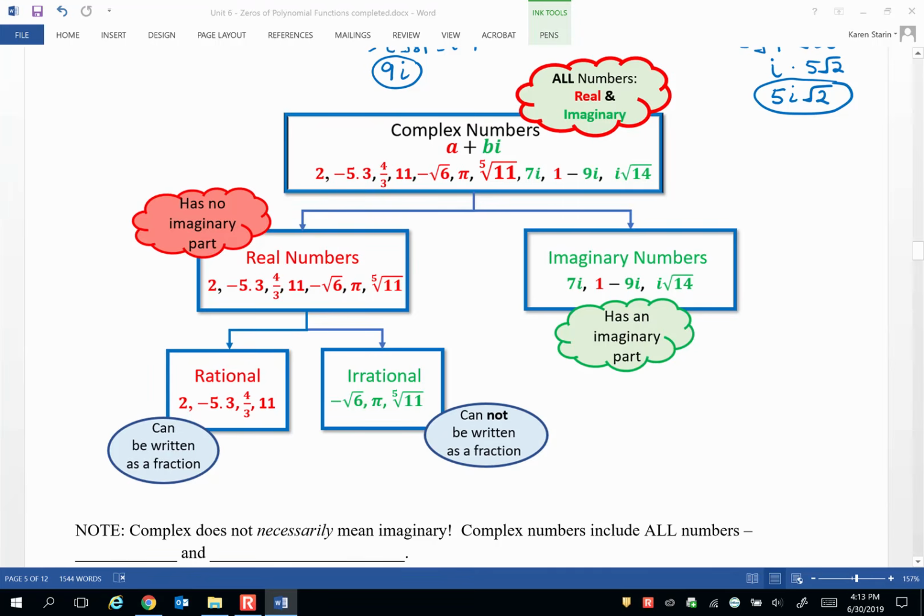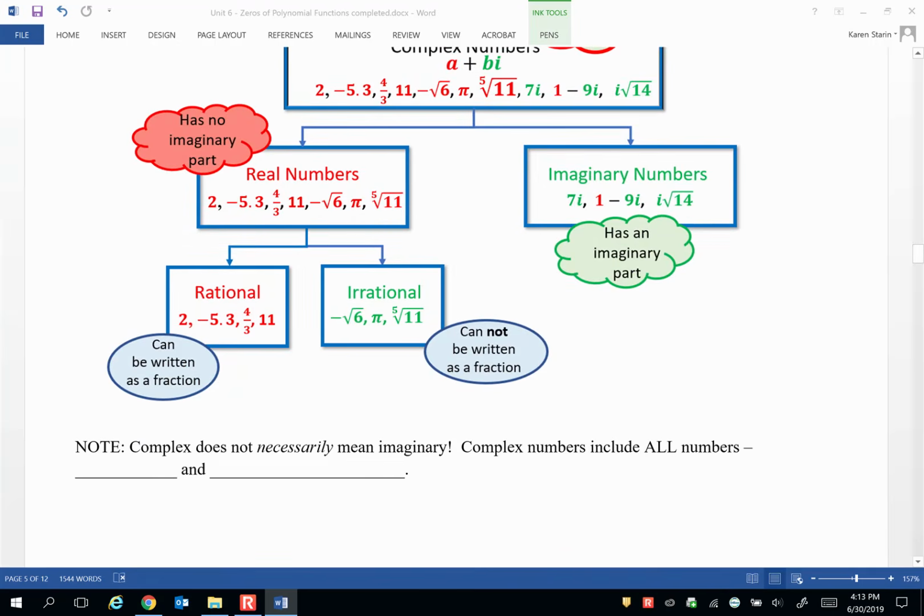So just a note here, complex does not necessarily mean imaginary. Complex numbers include all numbers. They can be all real or all imaginary or a combination of both. So real numbers and imaginary numbers together make up the complex number system.